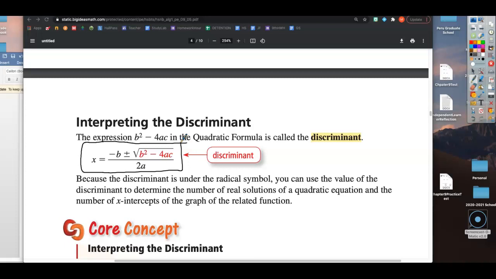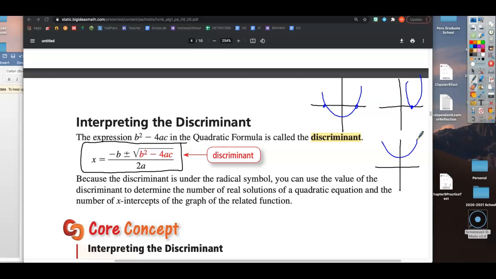So you have learned that there are different types of graphs that you can have when you have a problem. You can have a graph that has two solutions, and that means the parabola crosses the x-axis in two different places. You also have a parabola where the vertex is on the x-axis and you only have one solution. And lastly, you could have a parabola where it never crosses the x-axis and there are no solutions.